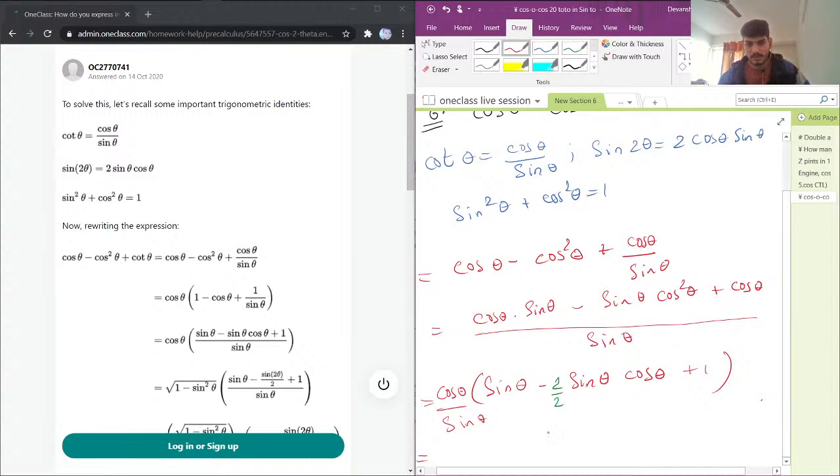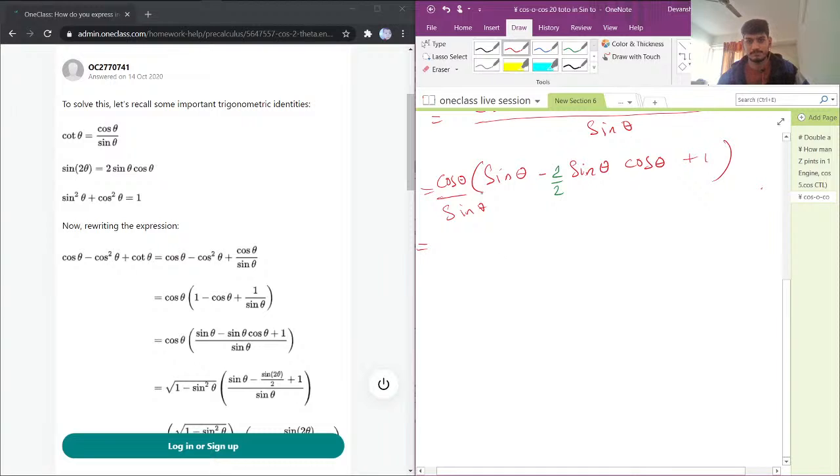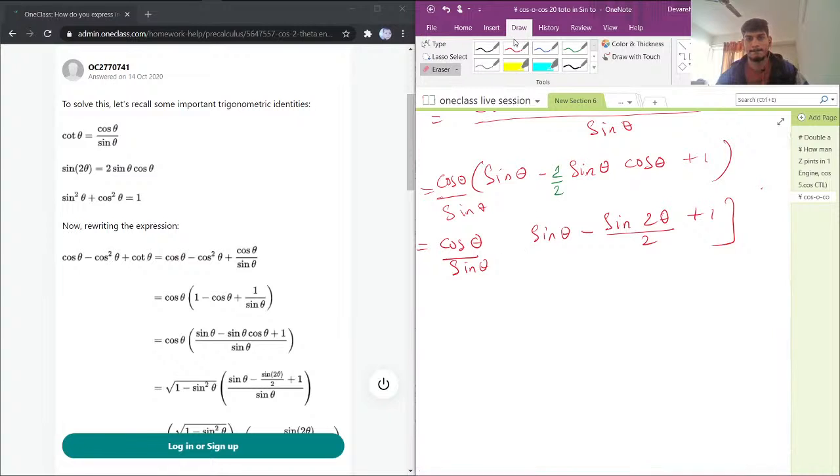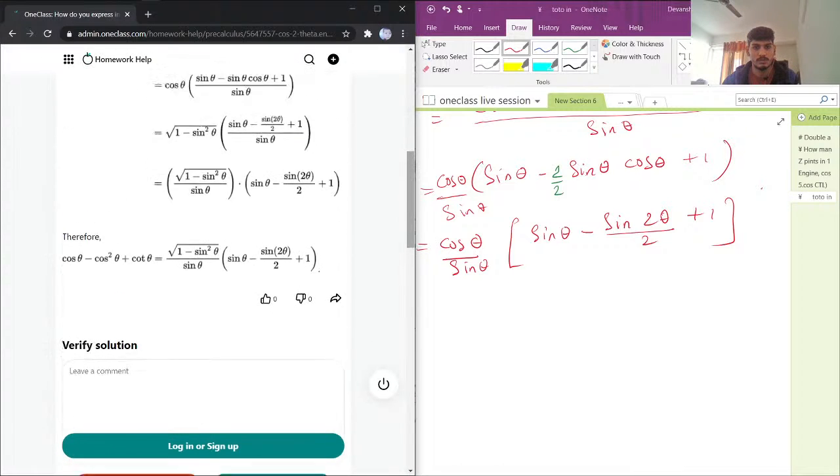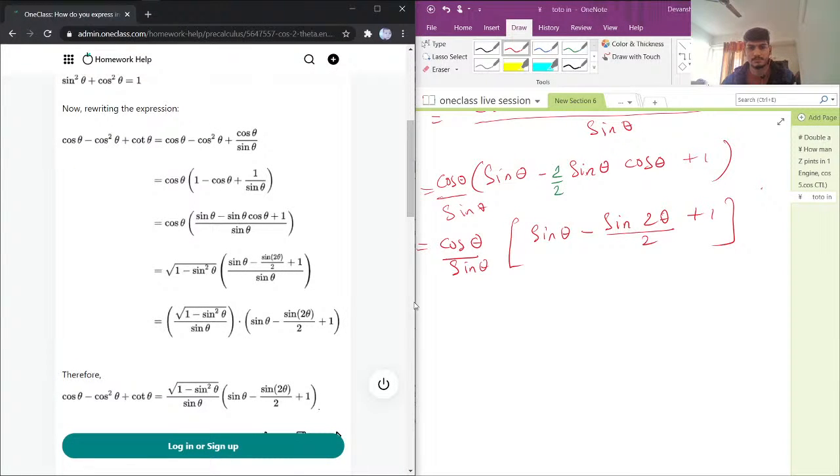So I will write this as cosine of theta over sine of theta. This will be sine of theta minus sine of 2 theta by 2 plus 1.